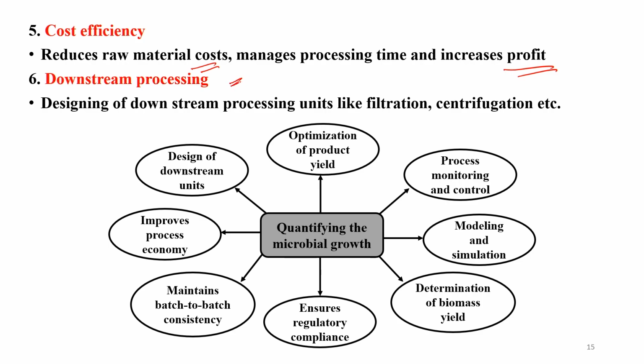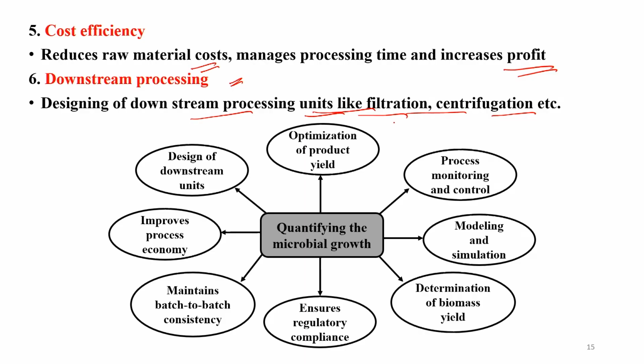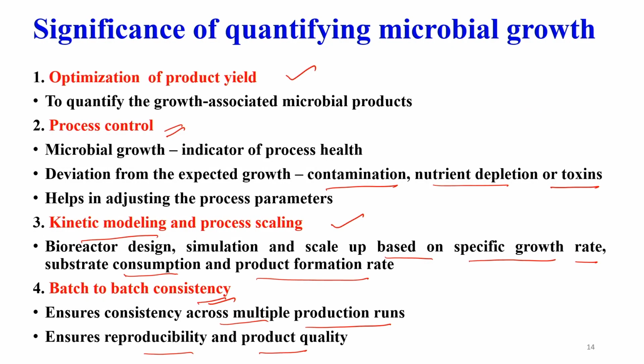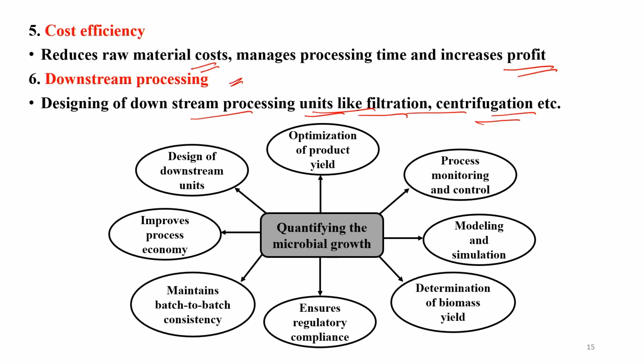Further, next one is downstream processing. It helps to decide which type of downstream processing you are having. Your product may be intracellular, your product may be extracellular, and which microbes you are using, is it easily separable by filtration or centrifugation. So, in this way we know this microbial growth helps in optimization of product yield, process control, kinetic modeling, batch to batch consistency, cost efficiency and as well as downstream processing.